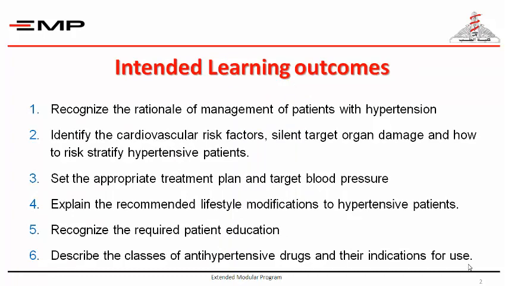Our intended learning outcomes will be to recognize the rationale of management of patients with hypertension, to identify the cardiovascular risk factors, the silent target organ damage, and how to risk stratify hypertensive patients. Also, to set the appropriate treatment plan and the target blood pressure for each patient, to explain the recommended lifestyle modifications to hypertensive patients, to recognize the required patient education, and finally to describe the classes of antihypertensive drugs and their indications of use.